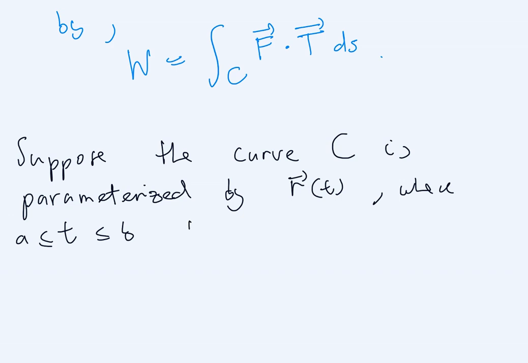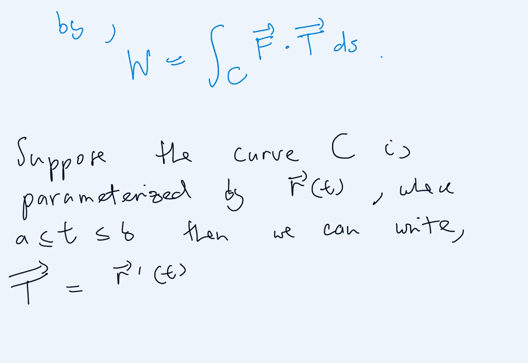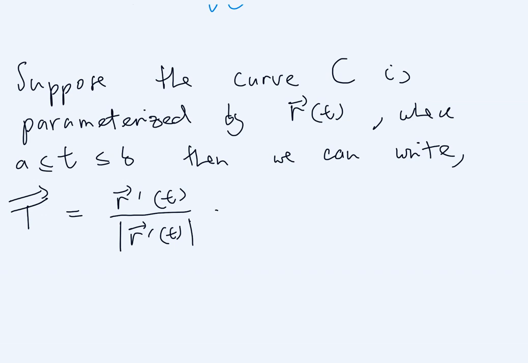Then in that case, we can express this work integral in terms of this parameterization. We can write T, this unit tangent vector field on C, as R prime t divided by the norm of R prime t. So we can write this unit tangent vector field in terms of the parameter of C.